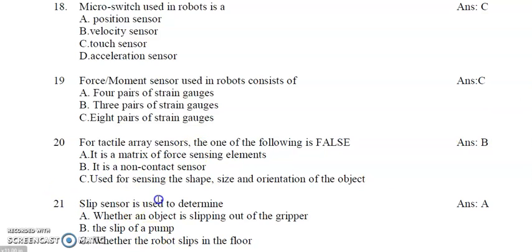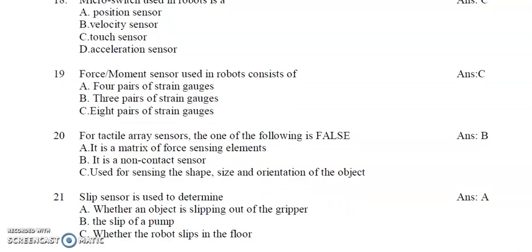So 21, slip sensor is used to determine A, whether an object is slipping out of the gripper, B, the slip of a pump, C, whether the robot slips in the flow. So the slip sensor is used to determine whether the object is slipping out of the gripper. So answer A is the right answer.